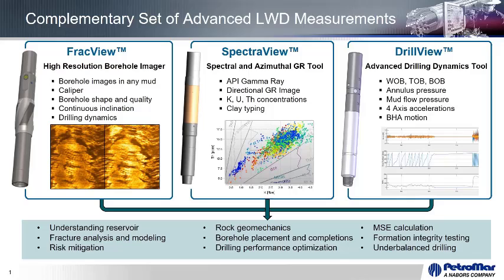Two pressures are acquired by DrillView, annulus and mudflow, as well as 4-axis accelerations that include among them the high-frequency torsional acceleration. High-frequency RPM is derived from both magnetometers and gyro, and BHA motion is derived from all of the drilling dynamics measurements. That BHA motion shows us the trajectory of the BHA, the direction, magnitude, and frequency of the whirl.